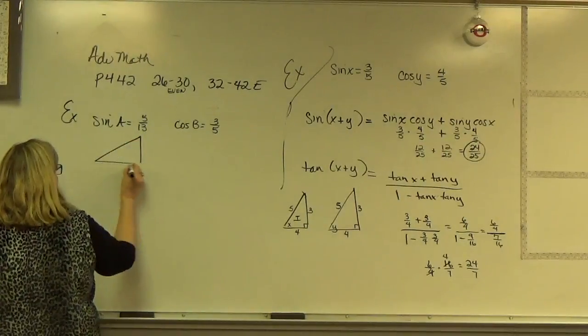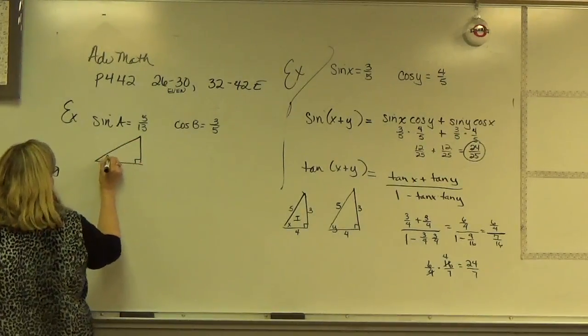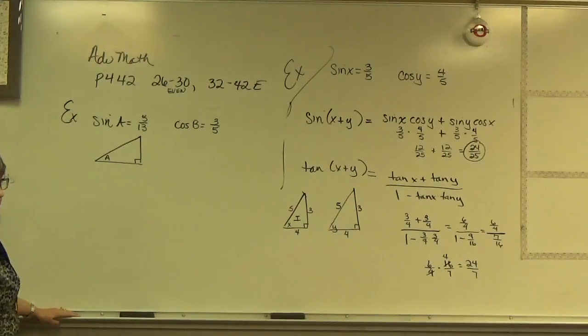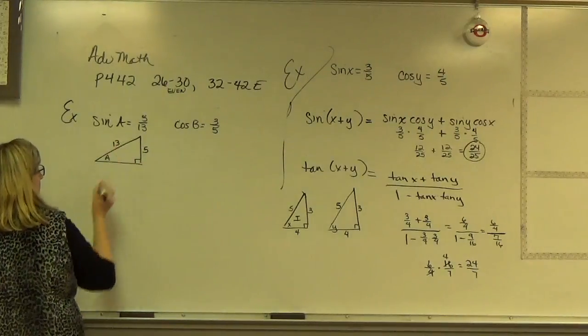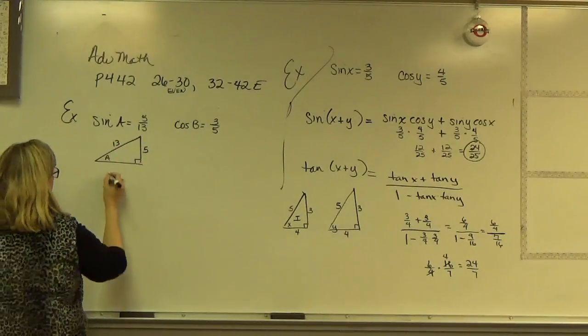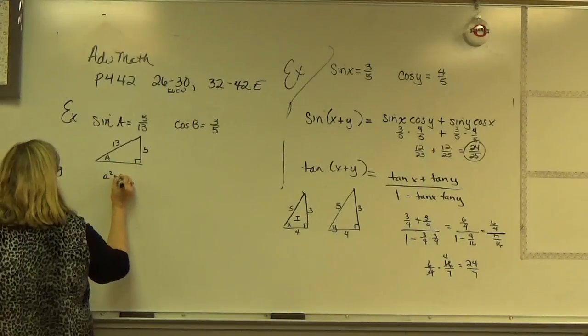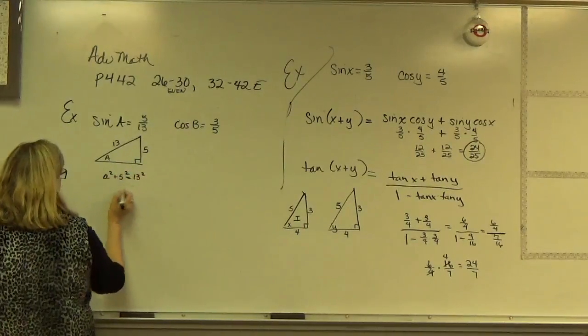So the first thing you do is you draw your triangle. So what's the triangle A going to consist of? What's the definition of sine? Opposite over hypotenuse. So then Pythagorean's theorem would be a squared plus b squared equals c squared.